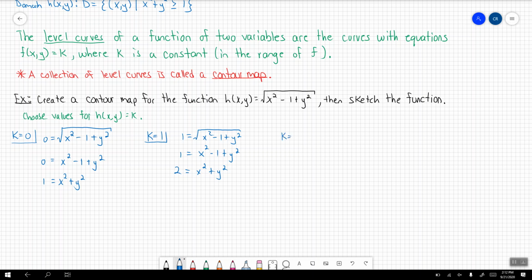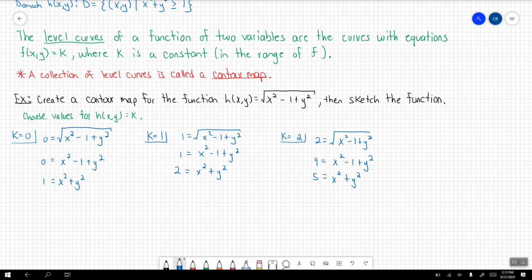Now, you can get creative with these k values, and you can pick fractions, you can pick decimals, you can pick irrational numbers. As long as you're getting real numbers as your output, that's all that you really want to see. Now, I typically like to do this using specific integer values. So here we would get 2 is equal to the square root of x squared minus 1 plus y squared. Squaring both sides, we get 4 is equal to x squared minus 1 plus y squared, which means x squared plus y squared is going to be equal to 5.